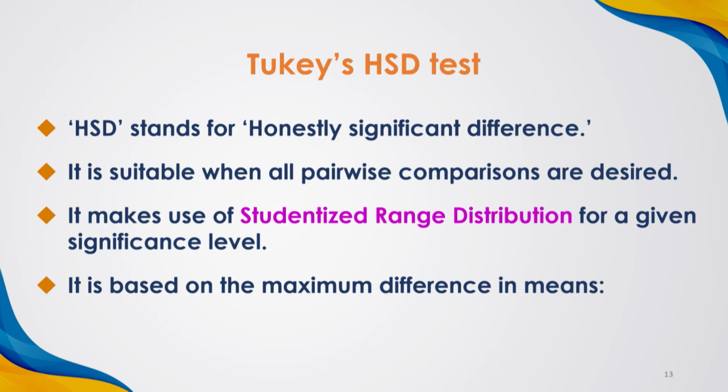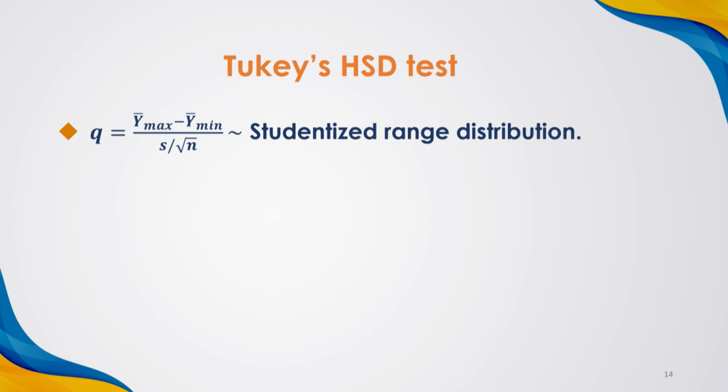It is based on the maximum difference in means, that is y bar maximum minus y bar minimum. We are discussing 3 groups in which we have 3 means y1 bar, y2 bar and y3 bar. Whichever is a maximum and whichever is a minimum, we are going to take the difference of this. So, this studentized range distribution is based on this maximum difference in means. The statistic Q, which is the ratio of maximum difference in mean divided by the standard error, actually follows a studentized range distribution. So, based on this, we are going to discuss the test statistic for Tukey's test.